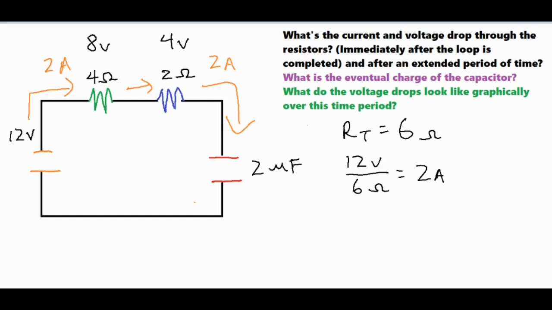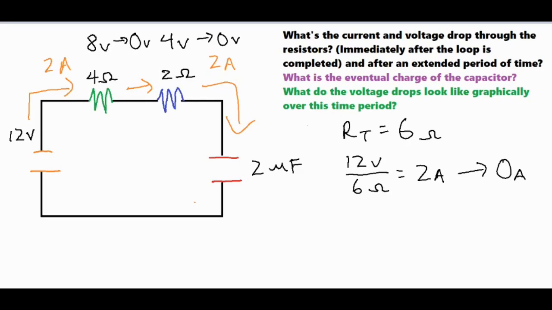Now, after an extended period of time, what's going to happen is there is going to be no potential difference or flow of current. So the eventual change is going to be the current is going to go to 0. And then if the current is going to go to 0, then our 2 resistors are not going to have any voltage drop. So these 2 are eventually going to go to 0 as well. Now let's go ahead and take a look at our capacitor.